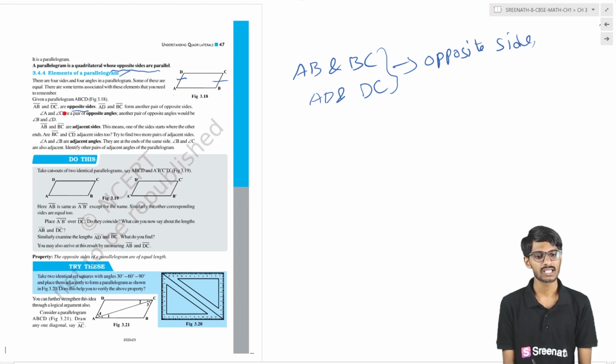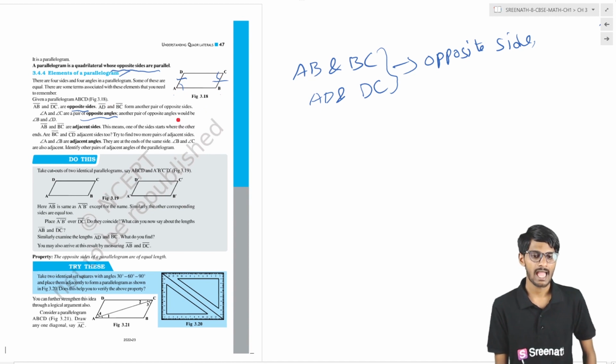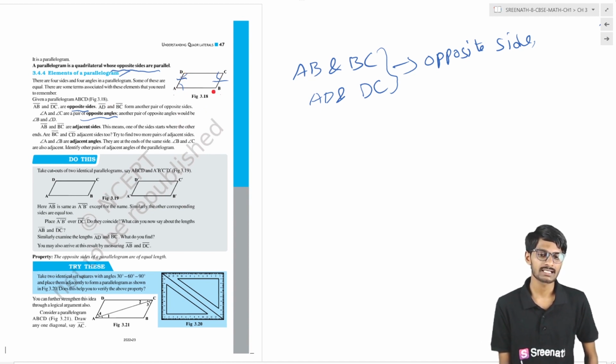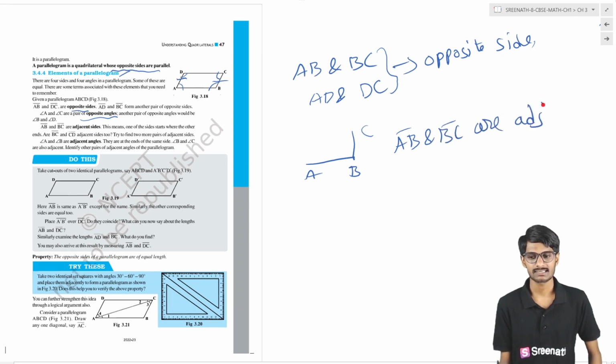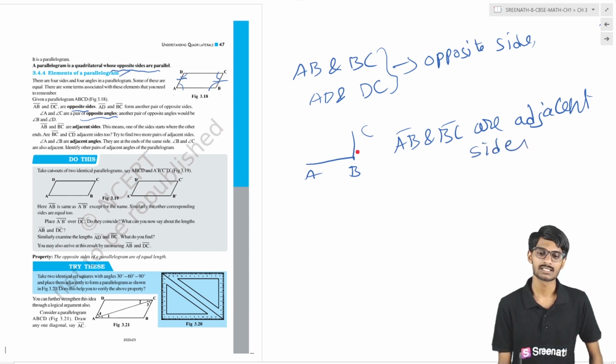And next thing is angles. Angle A and angle C are a pair of opposite angles. And what is the another pair of opposite angles? Angle B and angle D are the another opposite angles, students. And AB and BC are adjacent sides. Okay, students, these are the adjacent sides.